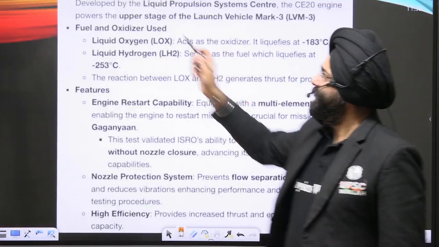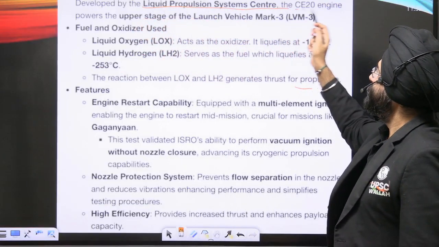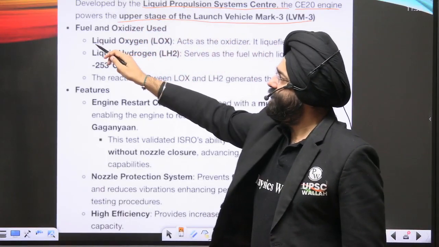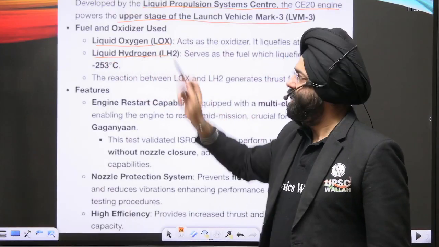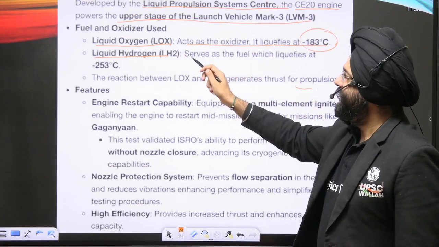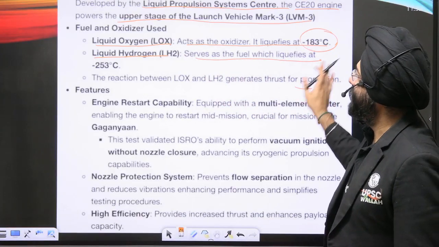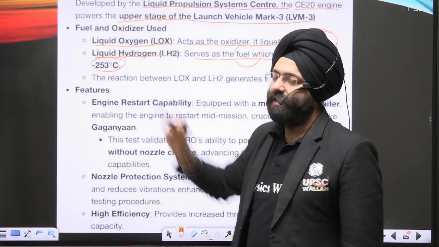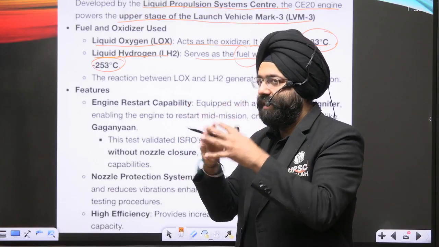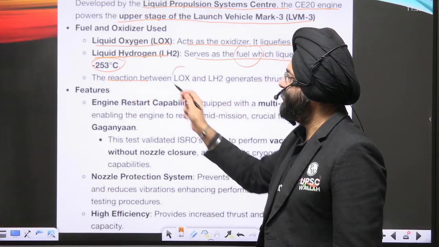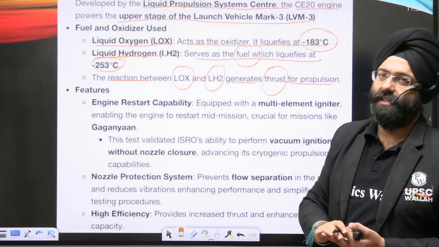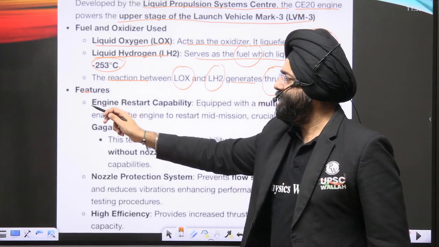Developed by the Liquid Propulsion Systems Centre, the CE-20 engine powers the upper stage of the launch vehicle. Now see, what is the fuel? Liquid oxygen and liquid hydrogen are used. Liquid oxygen acts as an oxidizer and liquefies at minus 183 degrees Celsius. Liquid hydrogen serves as a fuel and liquefies at minus 253 degrees Celsius. That is why they are kept in a liquid state, making it easier for the chemical reaction to take place. The reaction between LOX, that means liquid oxygen, and liquid hydrogen generates the thrust or the energy for the propulsion. So this is something important you should know. Features: engine restart capability.